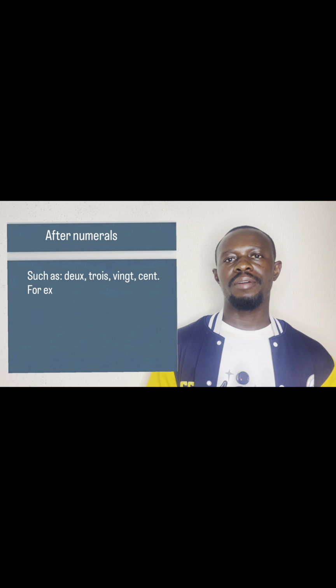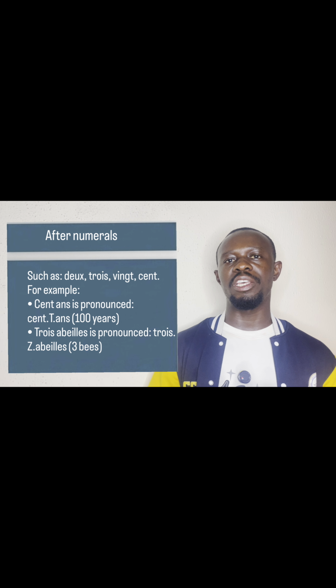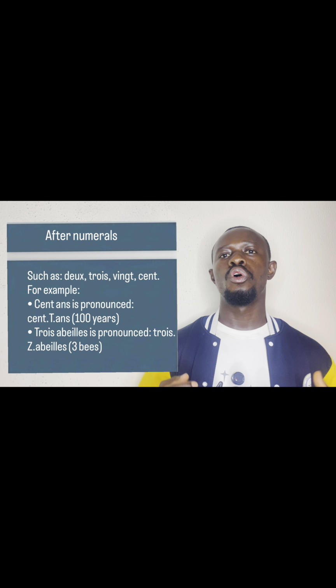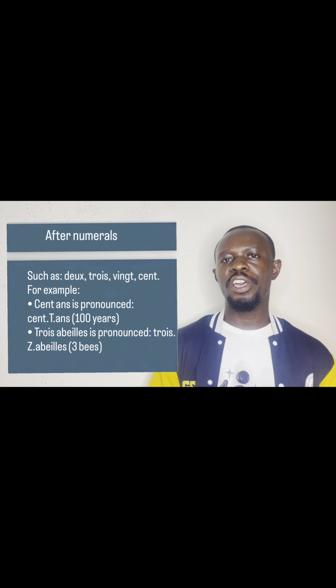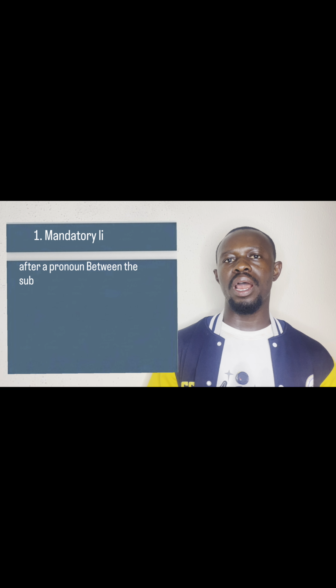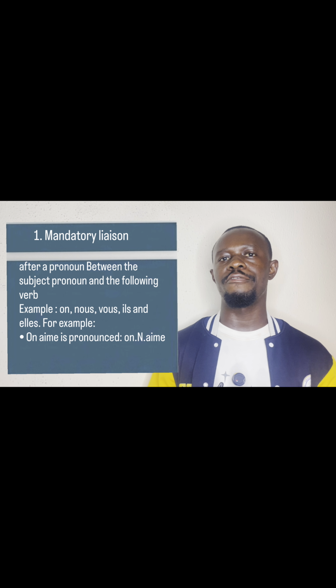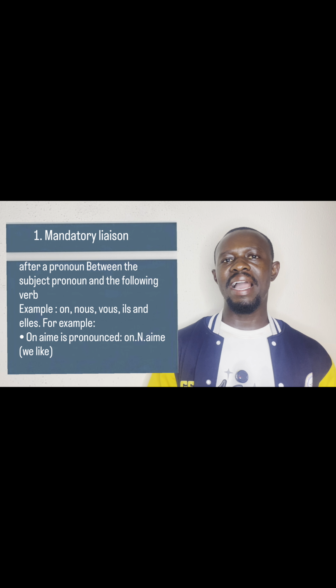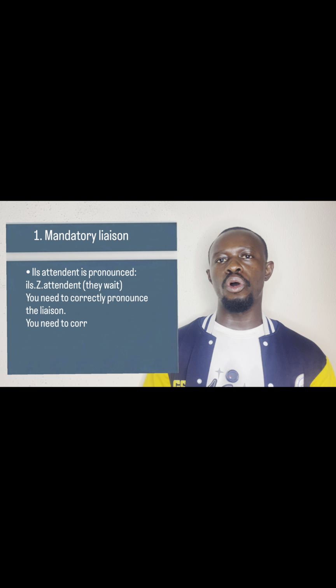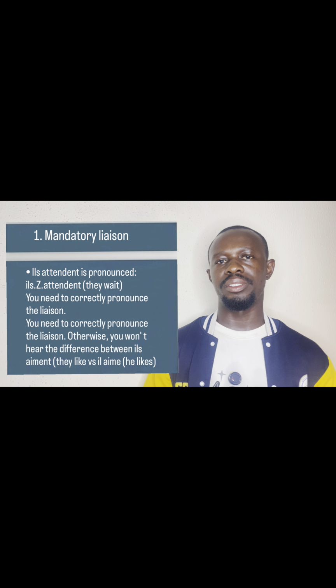And after a numeral, the liaison is mandatory with the French numerals. For instance, we have 2, 3, 20, 100. Now you can find it in words like "cent ans". So we say "cent ans". "Trois abeilles". Then, mandatory liaison after a pronoun, between the subject pronoun and the following verb. Examples are on, nous, vous, ils, and elles. So you can find it in "on aime". "Ils attendent".